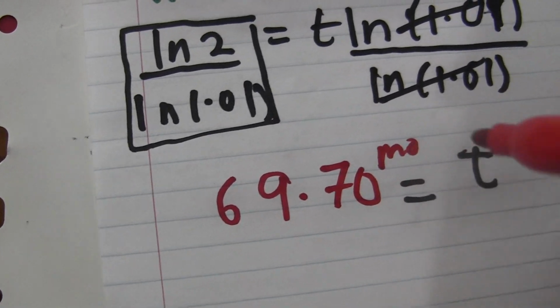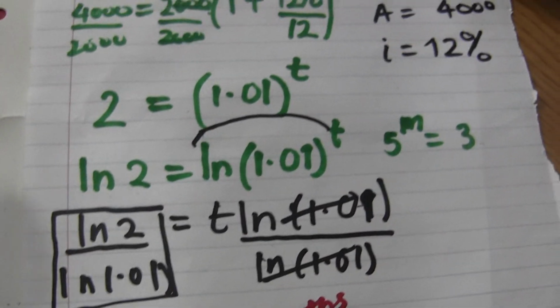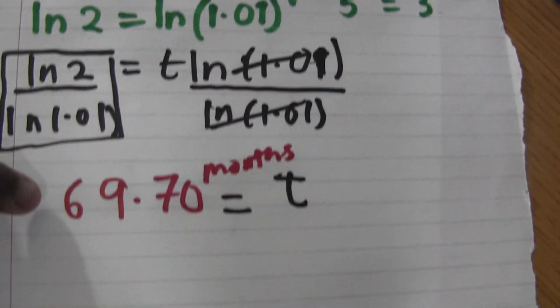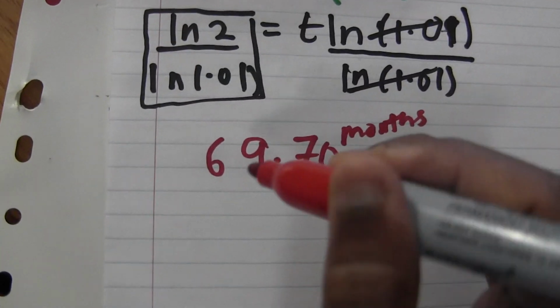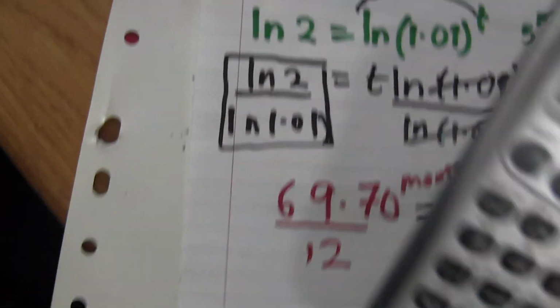69.70 months. Why we say months is because I did not multiply by 12 right there. But if it's in years, what you do, you divide by 12. If you want to change this to years, take that, divide by 12, and then you're going to get years.